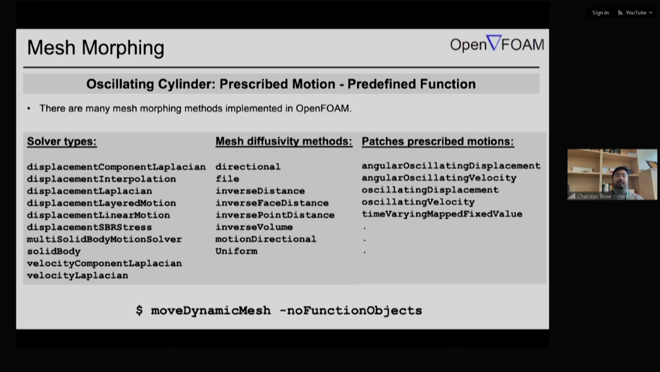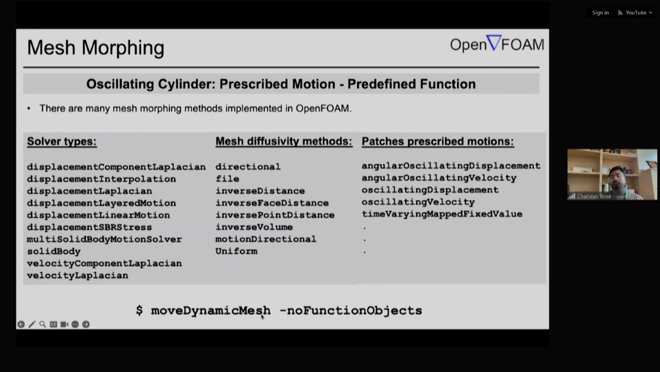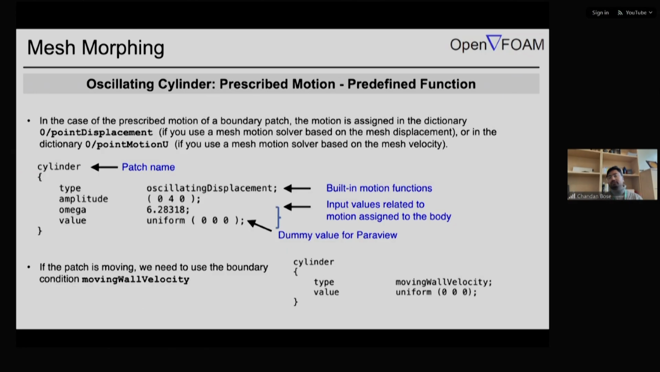Okay. And there are different types of diffusivity methods also, and I will show you some visualization so that you can understand what they are. And this is a very important solver which is available, which is move dynamic mesh, which allows us to actually see how the mesh is moving even without solving the governing equation. Okay, so if you set up this case and you run move dynamic mesh, it will actually solve the mesh motion equation only, and will allow you to see how the mesh is actually moving before you run the actual solver.